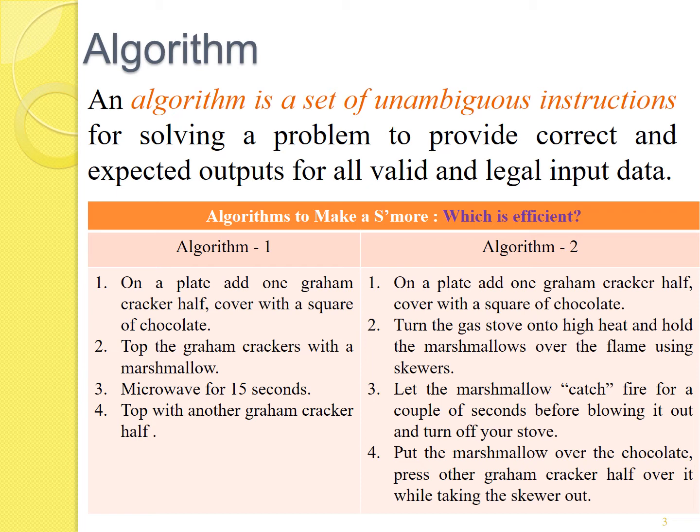Algorithm 2, which uses a stove. On a plate, add graham cracker half and cover with a square of chocolate. Turn on the stove on high heat and hold the marshmallows until it catches flame. Put off the fire by blowing it off and turn off the stove. Put the marshmallow over the chocolate. Press the other graham cracker half over it and the s'more is ready.